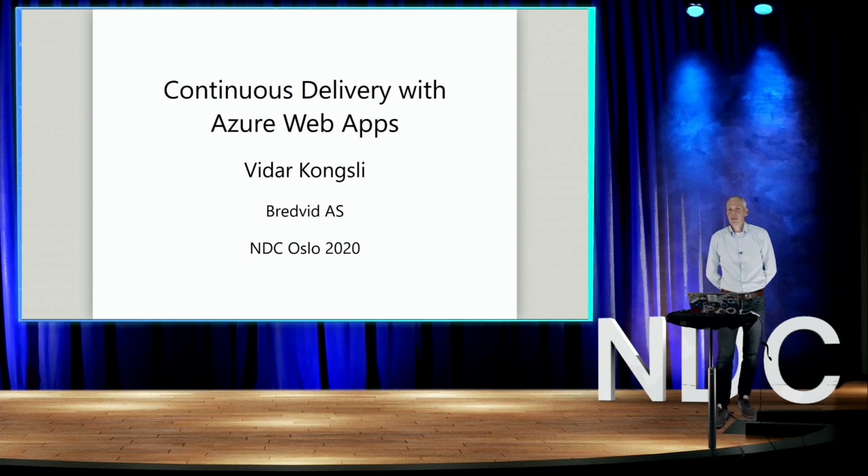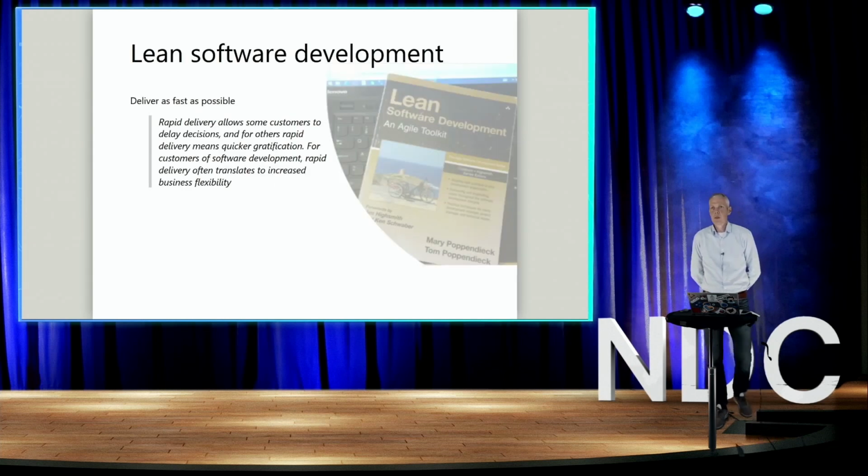But before we get into the technical details, I would like to point out a couple of things regarding the heritage of continuous delivery. To me, this book, Lean Software Development, has a lot of foundation for continuous delivery. It's a very good book from Mary and Tom Poppendieck. It was released in 2003, I think. And it has a lot of good information that we can look at.